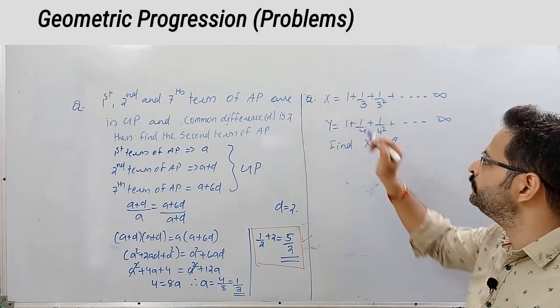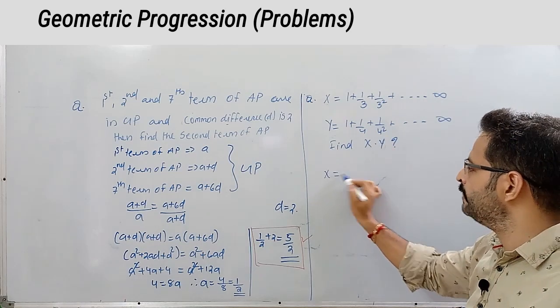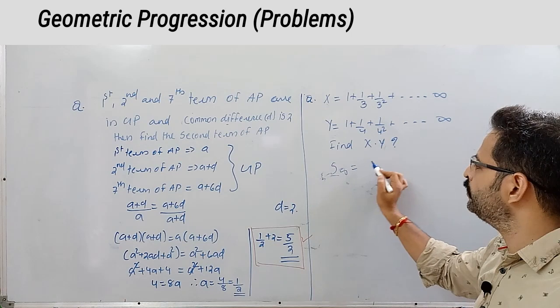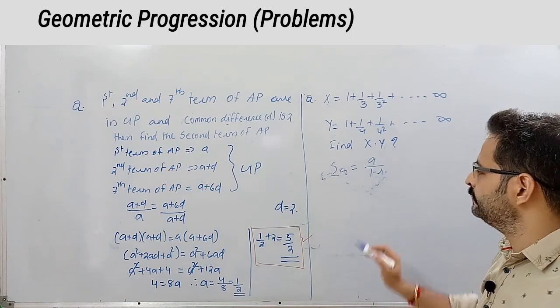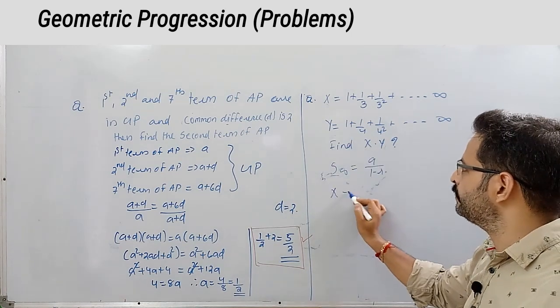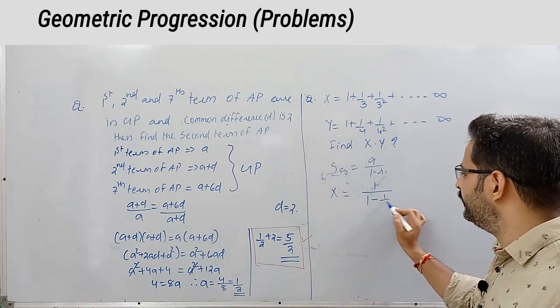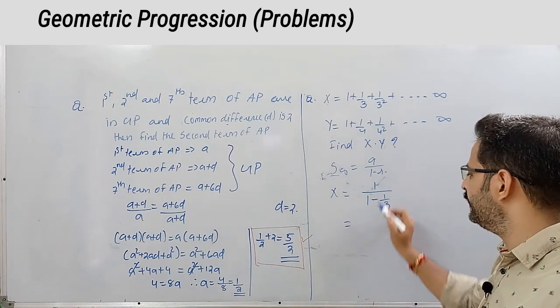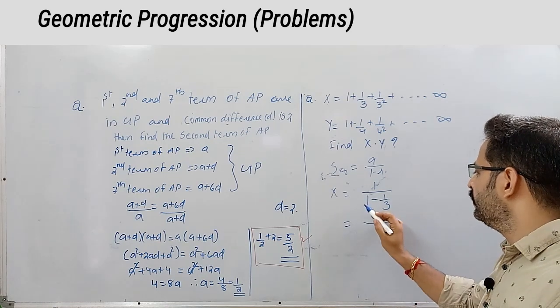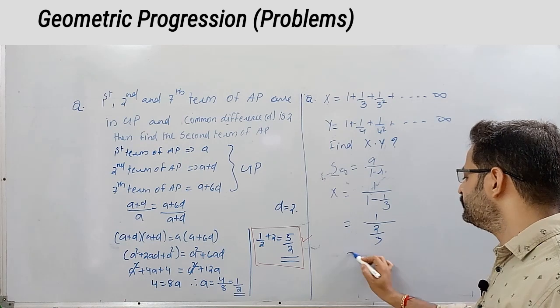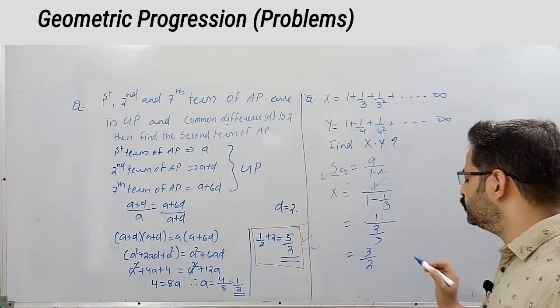Therefore, the sum of infinite terms of GP, X will become, by the formula, S infinity is equal to A by 1 minus R. That means here X is equal to A is 1, 1 divided by 1 minus R, which is 1 by 3. Taking LCM, we will get 1 divided by 3 minus 1, 2 by 3. That means 3 by 2.